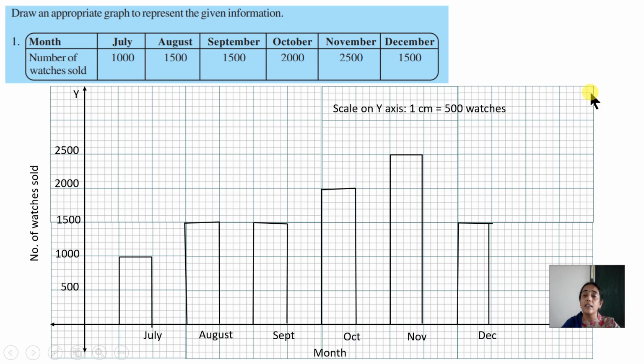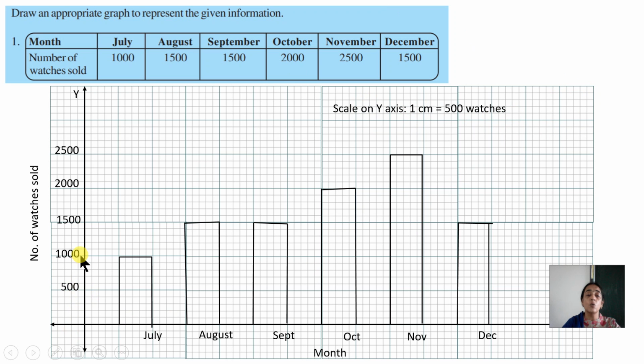And this one big square is 1 centimeter. So I will take the scale on the y-axis as 1 centimeter equal to 500 watches, so that it becomes easier for me to plot. So one small square is 100 watches.